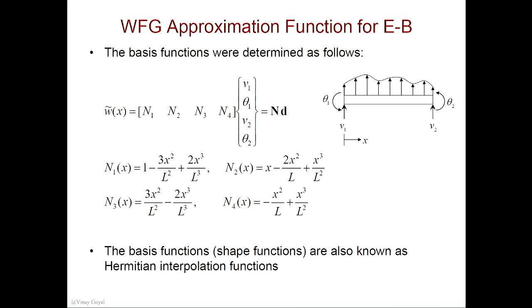And so what I'm trying to do right now is to formulate the element formulation, what we call it. Again, these shape functions satisfy the important properties of partition of unity. They satisfy the Kronecker delta property, and they're complete, and they're called the Hermitian interpolation functions. I'll use this approximation function, W tilde equals N bold D, to now solve for the critical buckling load. That's my goal, using finite elements.